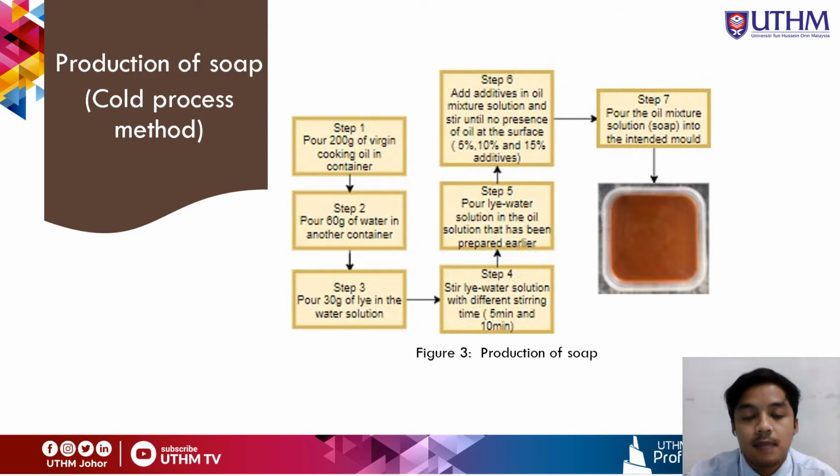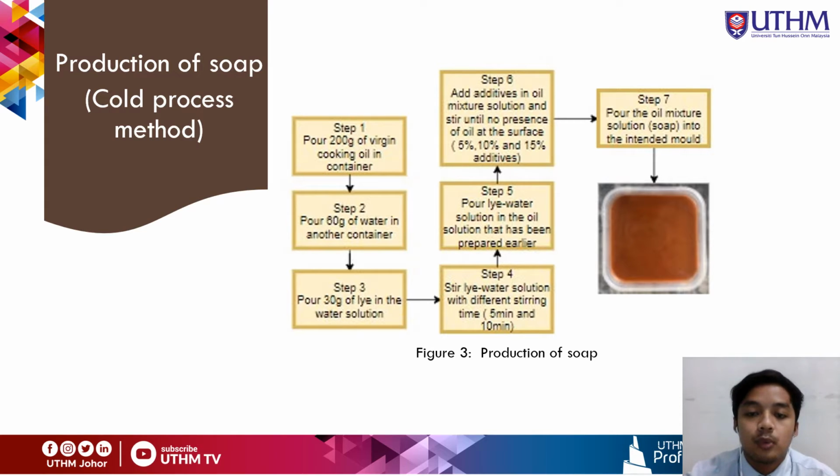There are 7 steps. Step 1, put 200 gram of virgin cooking oil in the container. The next one is pour 60 gram of water in another container. The next step is we will pour 30 gram of lye or sodium hydroxide flakes in the water solution. And step 4, stir the lye water solution with different stirring time, which is the parameter. We have two types, which is 5 minutes and also 10 minutes.